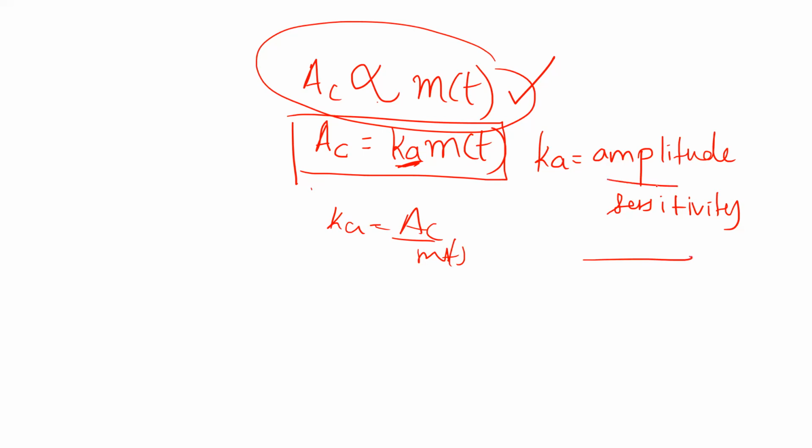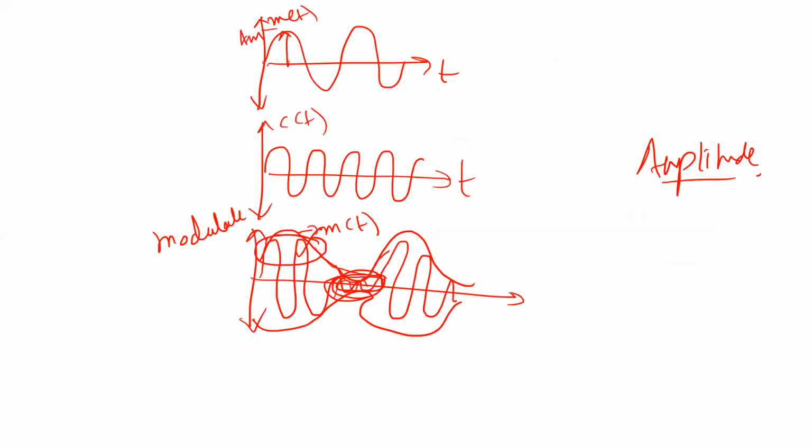It can be amplitude. Then we learned about Kf, which is the frequency sensitivity. Then we learned about Kp, which is the phase sensitivity. So mention the kind of sensitivity it is.